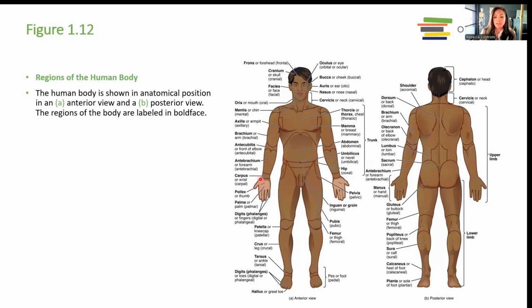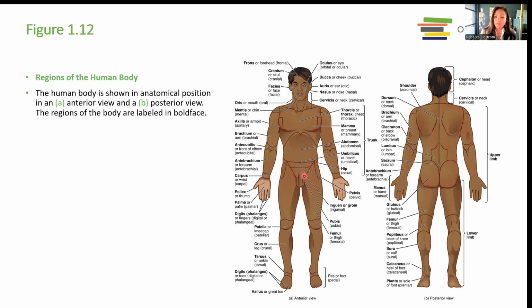The pollicis or pollex is the thumb. The carpus or the carpal region is the wrist. The carpal bones right here. The palmar region, and then the digits and phalanges. If we go up underneath the neck, we have the thoracic region or the thorax, and this is going to be the chest area, the mammary or breast region, the abdomen or the abdominal, and the umbilicus or navel region, which is the region of the umbilical cord insertion. And then we have the pelvic region. All of these are going to be part of the trunk.